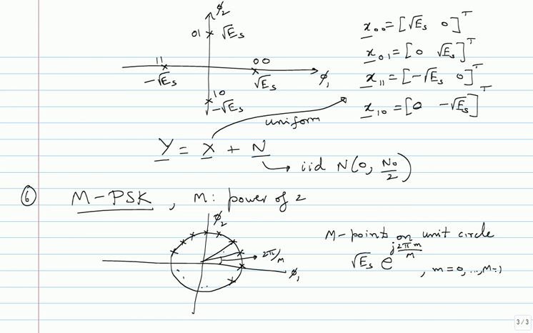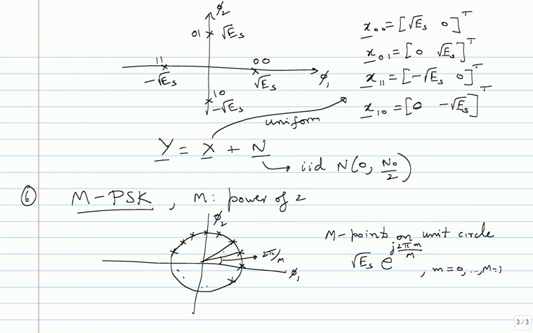So for the case when M equals 4, you will get back the original case. 2 pi by 4 is pi by 2, so we'll get the 4 points. How do you think of the 4 points in 4PSK in terms of complex numbers?